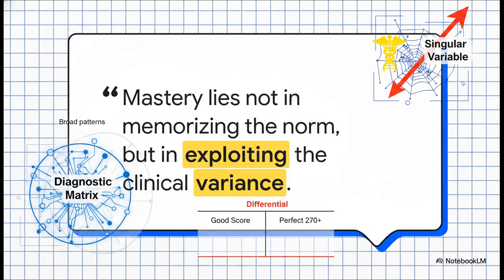I'll leave you with this. Mastery of internal medicine lies not in memorizing the norm, but in exploiting the clinical variance. As you review these diagnostic matrices and prep for your simulation, ask yourself, are you just recognizing broad, easy patterns? Or are you aggressively seeking that singular variable that completely flips the diagnosis? Because that one variable is the literal difference between an average score and a perfect 270 plus. So looking at your own weak spots right now, which clinical variance are you still missing? Go find it.